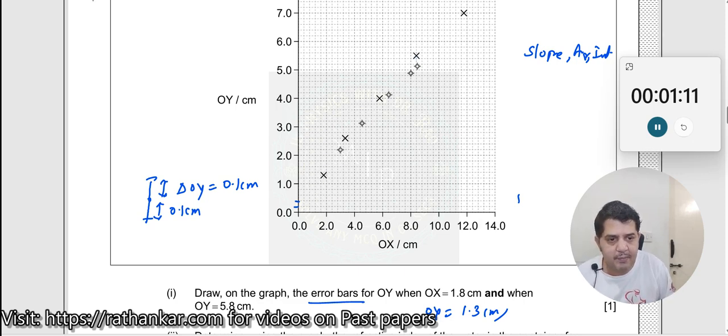So what I do is, points are given, scatter plot is given. Now what should I do? I should draw a line to find the slope. From here, I will draw a slope. I'll draw a line so that you get the slope here. Okay, it goes like this.